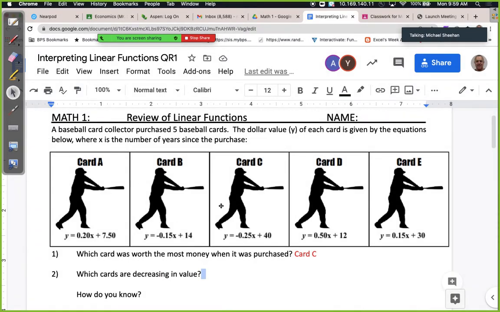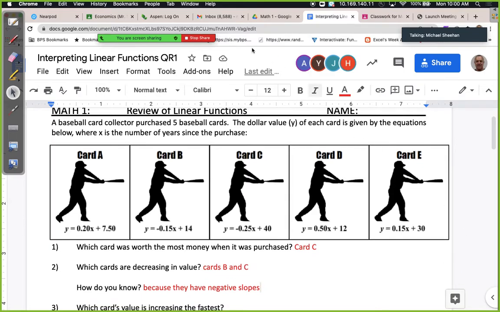So we're going to write cards B and C. Why don't I do that in red? And how do I know? Because the slope is negative. Their equations have negative slopes. Are we okay or no? Questions or no questions yet?